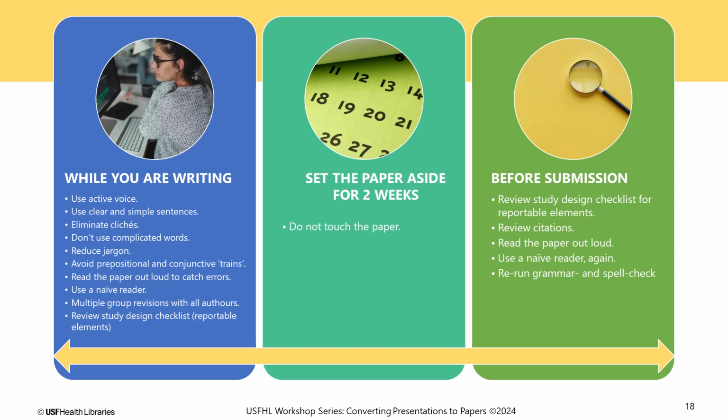Find a naive reader, someone who is not in your specialty area, to read your manuscript. If they say, I don't understand this, or I don't see the connection, or this doesn't flow into this, take the time to look at it again and see how you can make it more comprehensible to the reader, because that's going to be your introductory level reader in your journal, because not everyone's going to be as expert as you are in your area.